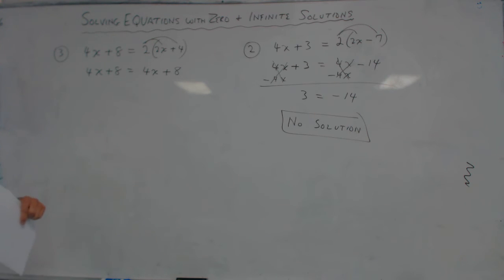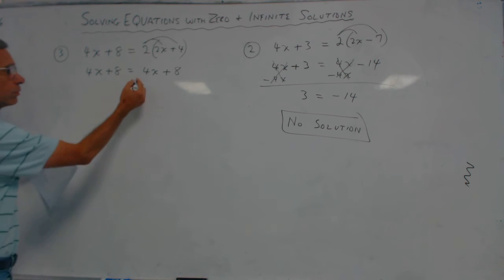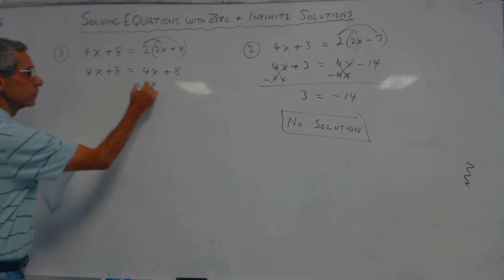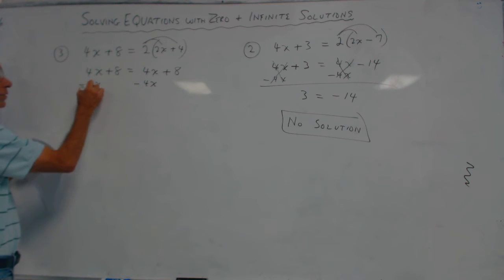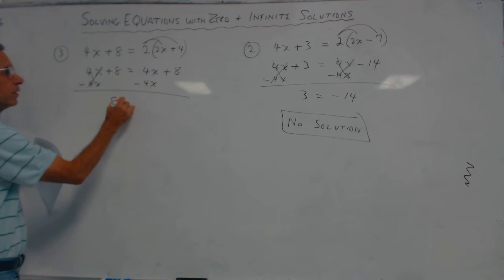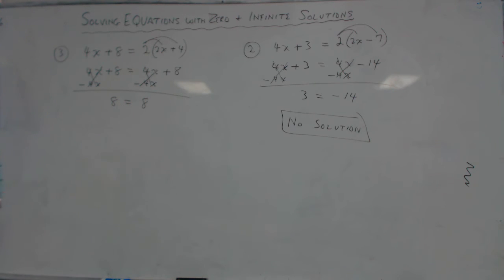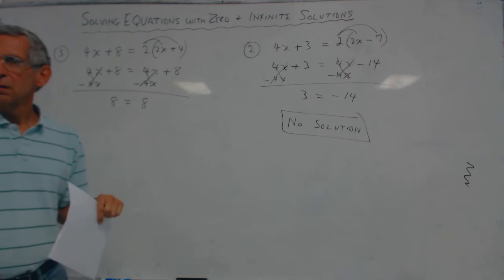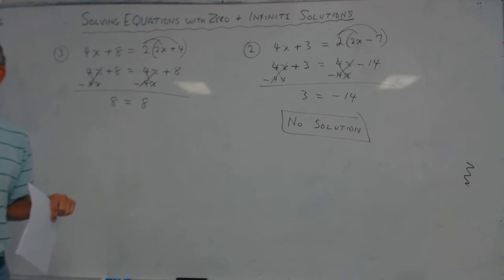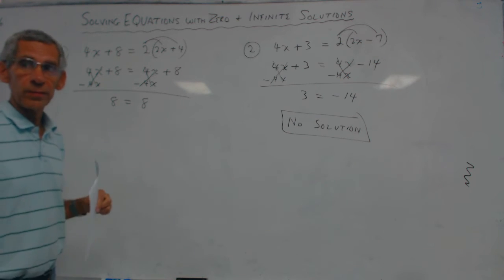Let's get all the x's on the same side, right? So let's just subtract 4 x's. And when we subtract 4 x's, suddenly these cross out. So we have 8 equals 8. And 8 does equal 8. So x is 0. Are you sure? Yeah. That's one possibility.